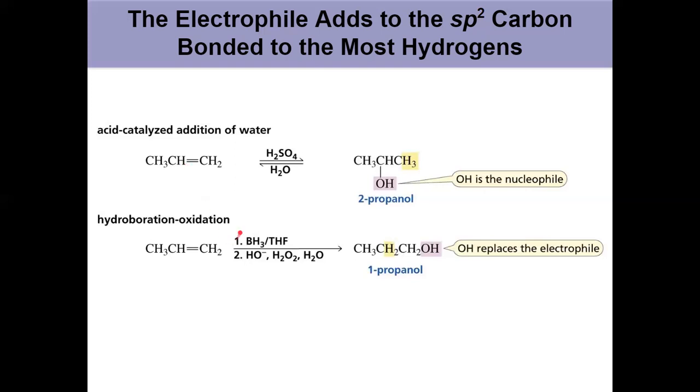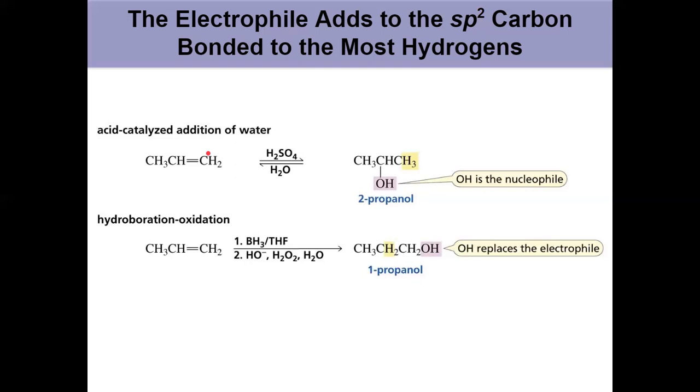But notice with the hydroboration-oxidation, 1-propanol is our only product. And the reason for that is we're still following Markovnikov's rule, but we have a different electrophile. Up here, H plus was the electrophile. Down here, as we just saw, boron, BH3, is acting as the electrophile. So the boron actually gets added to the same carbon as the hydrogen did before.